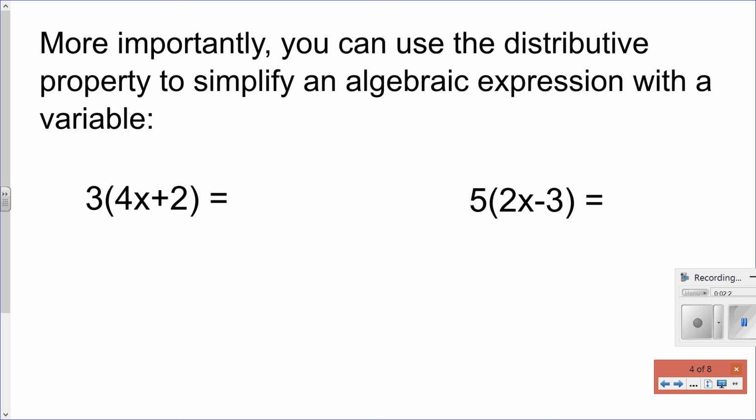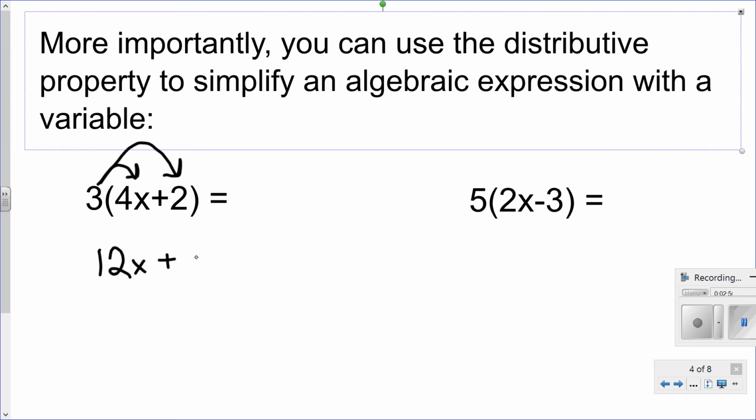More importantly, in algebra, we're going to use this when there is an algebraic expression in the parentheses, including a variable. So 3 times the quantity 4x plus 2, I'm going to distribute the 3 to both the 4x and the 2. Now, whenever there's a coefficient in front of a variable, that's what you multiply the number on the outside by. So I'm going to multiply 3 times 4, and I get 12x. Then 3 times 2 is plus 6. You try the second one on your own.